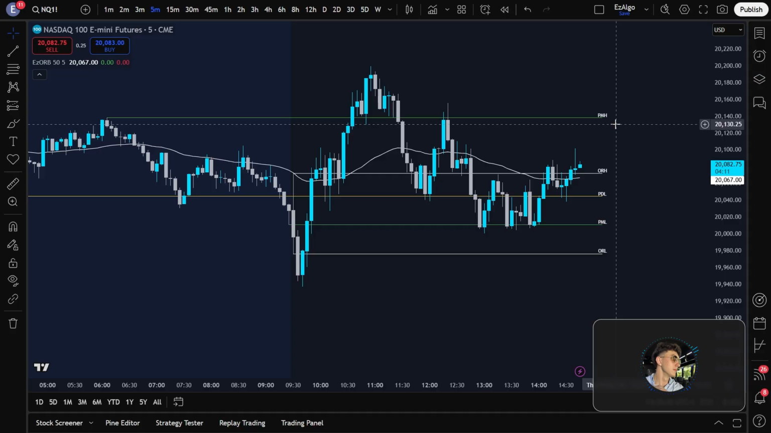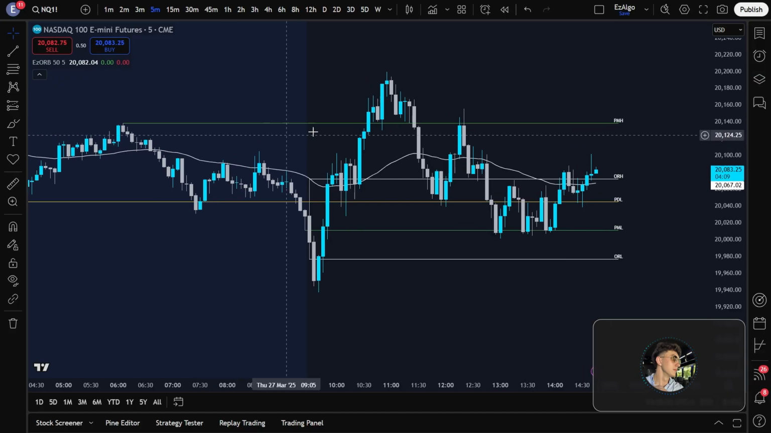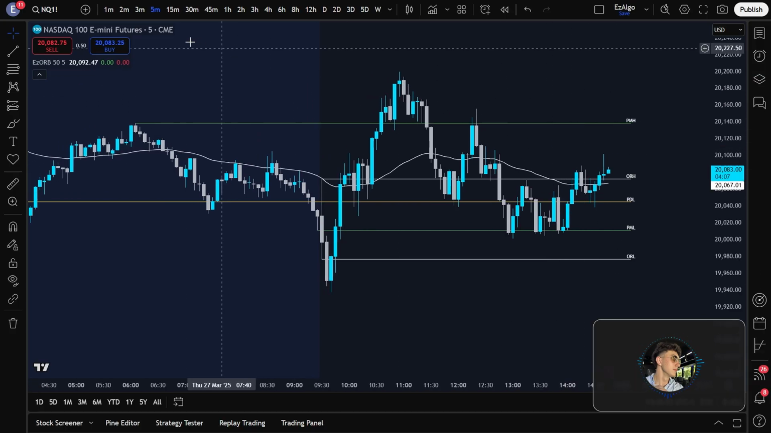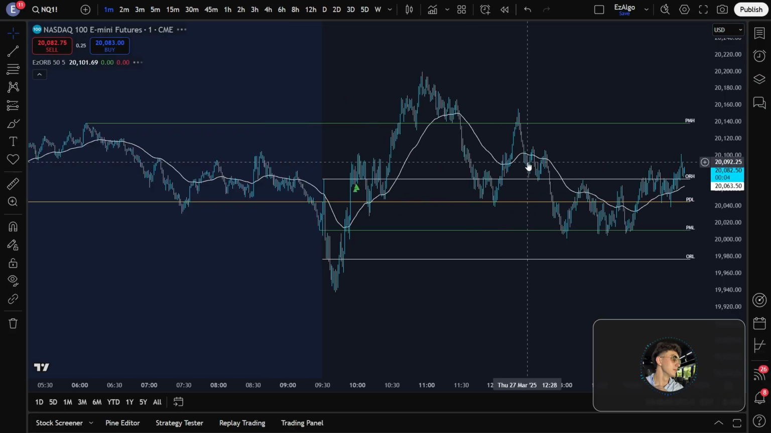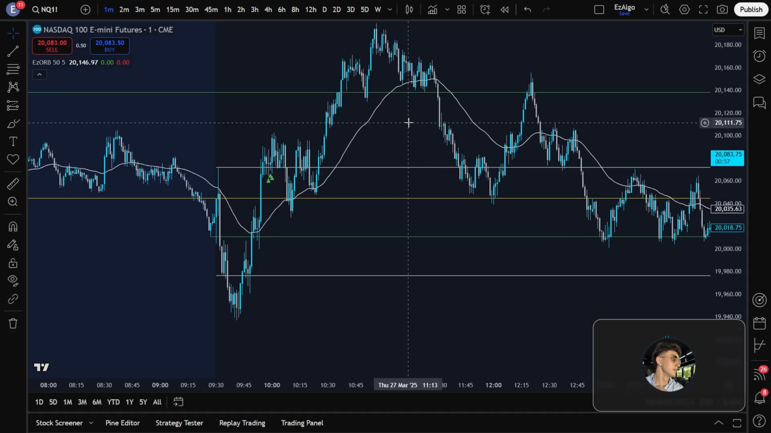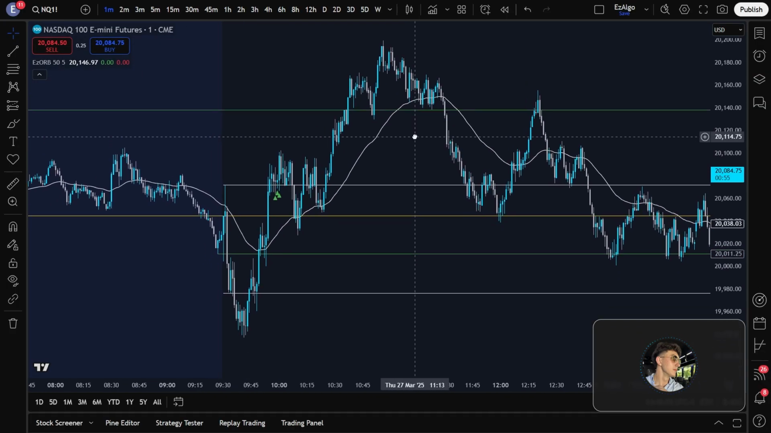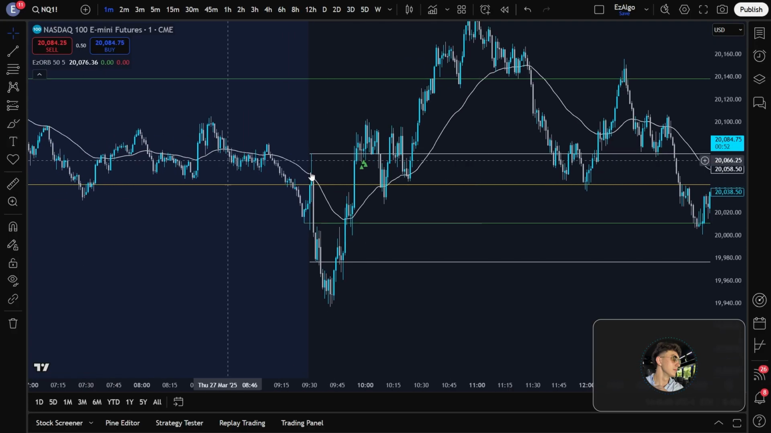Now keep in mind we have other levels like the previous day high and low, the pre-market high and low. These are other levels that we can look to take trades off of on the 1 minute time frame. Just going over today's price action, we can see that there were actually a lot of trades that we could have taken. Okay, this is the first 5 minute candle.